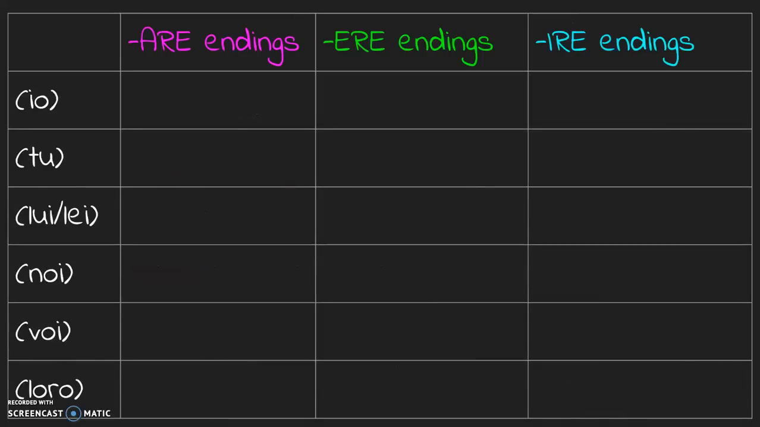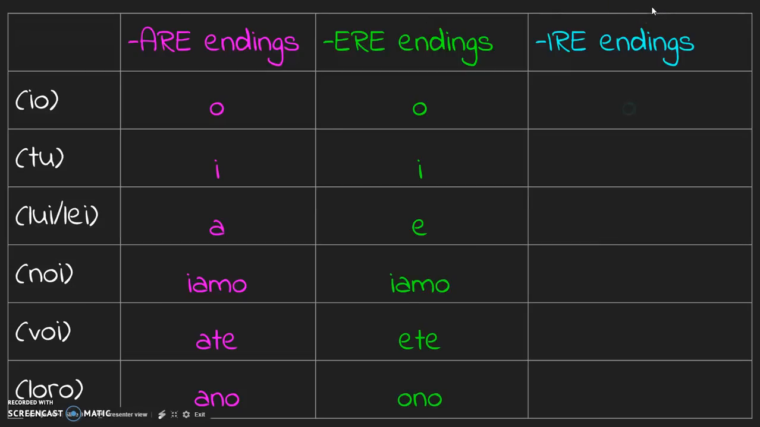So to recap, we have 3 groups of regular verbs in Italian and three patterns of endings, and they are slightly different. So for are verbs, we have the endings o, i, a, iamo, ate, ano. For ere verbs, our endings are o, i, e, iamo, ete, ono. And ire verbs, o, i, e, iamo, ite, ono.